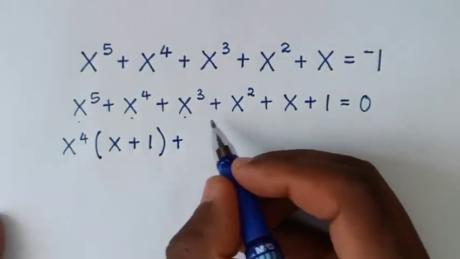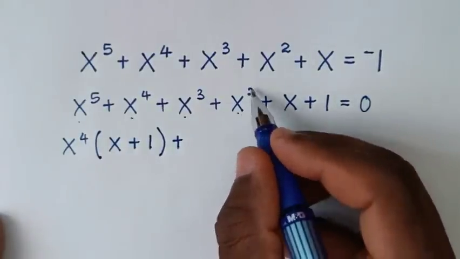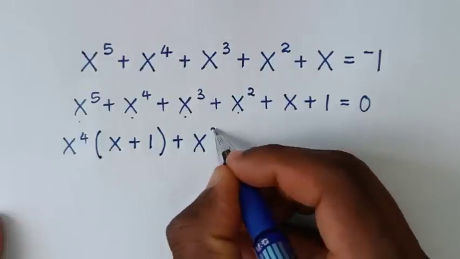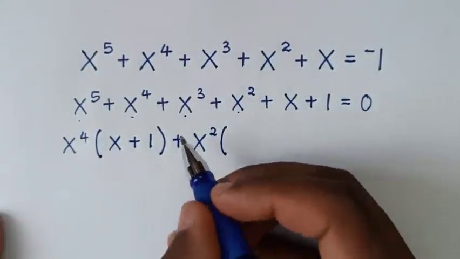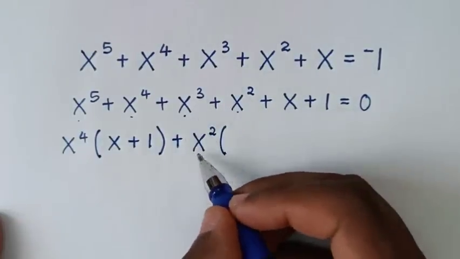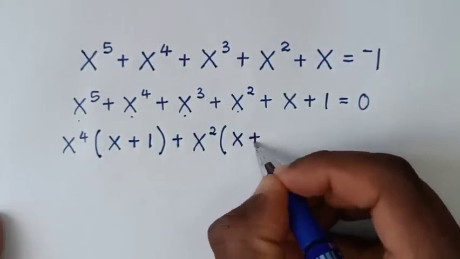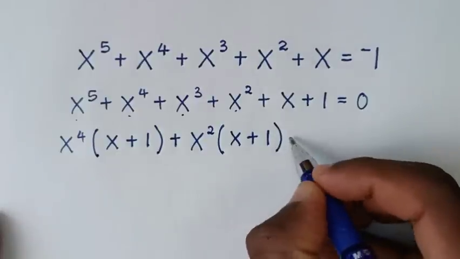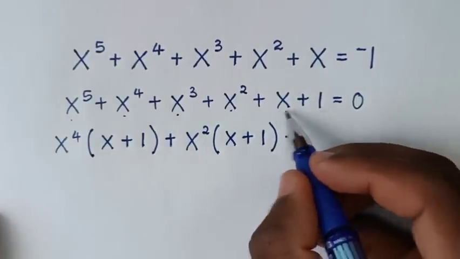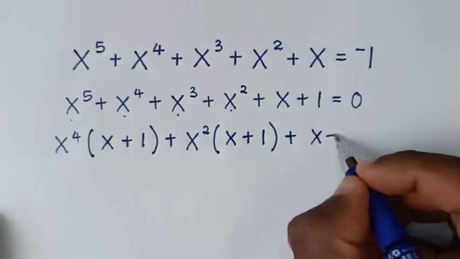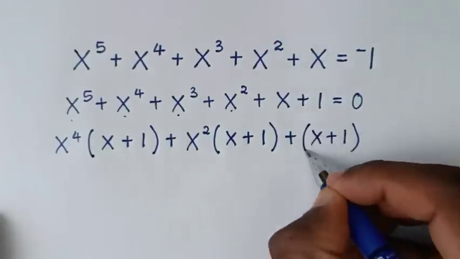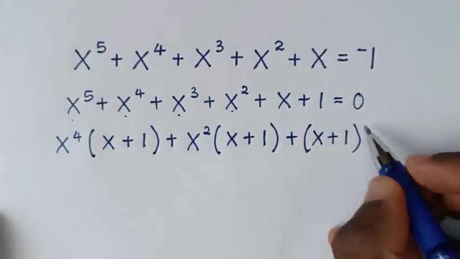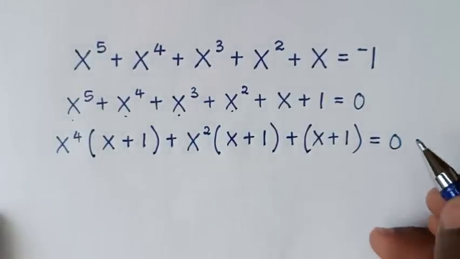From here, x^3 + x^2, x^2 is common. So we'll take x^2 out of the bracket. x^3 divided by x^2 is x, plus x^2 divided by x^2 is 1, bracket, then plus this x plus 1. So here we place x plus 1 in a bracket, then is equal to 0.